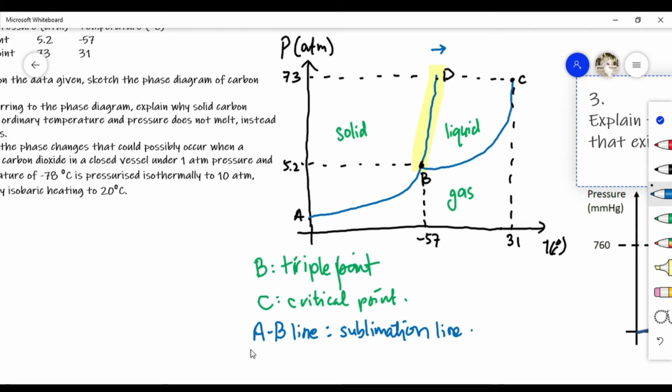Okay. Next, selain daripada sublimation line, kita ada juga line BD. Okay, so BD yang saya highlight tadi ni lah. Okay, so solid kepada liquid, or liquid kepada solid. Dia antara dua tu lah kan. Okay, so in this case, apa yang terjadi, kita panggil dia freezing line lah. Solid into liquid phase, we call it as freezing or melting line.